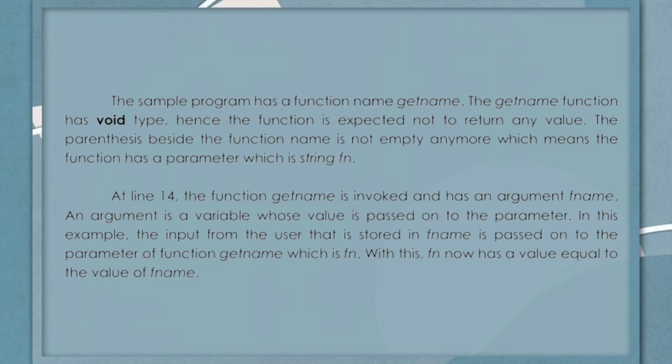The parentheses beside the function name are not empty anymore, which means the function has a parameter, which is string fn. At line 14, the function getName is invoked and has an argument fName. An argument is a variable whose value is passed on to the parameter. In this example, the input from the user that is stored in fName is passed on to the parameter of function getName.